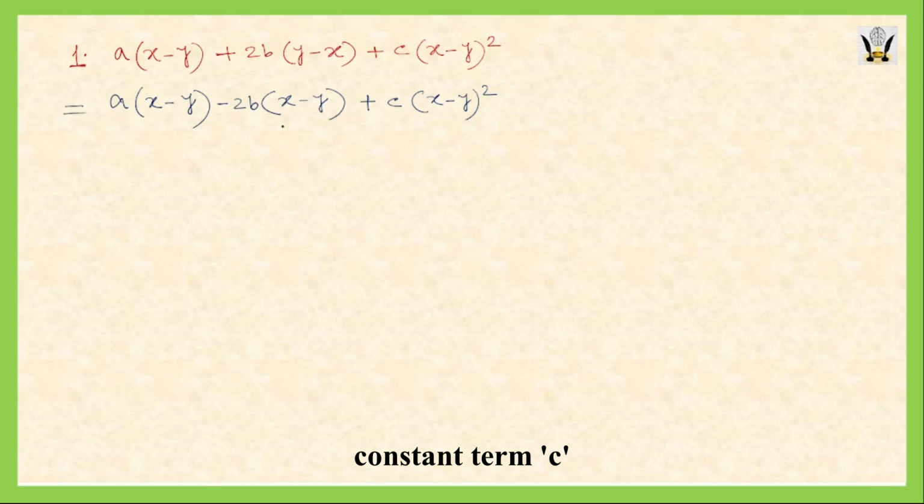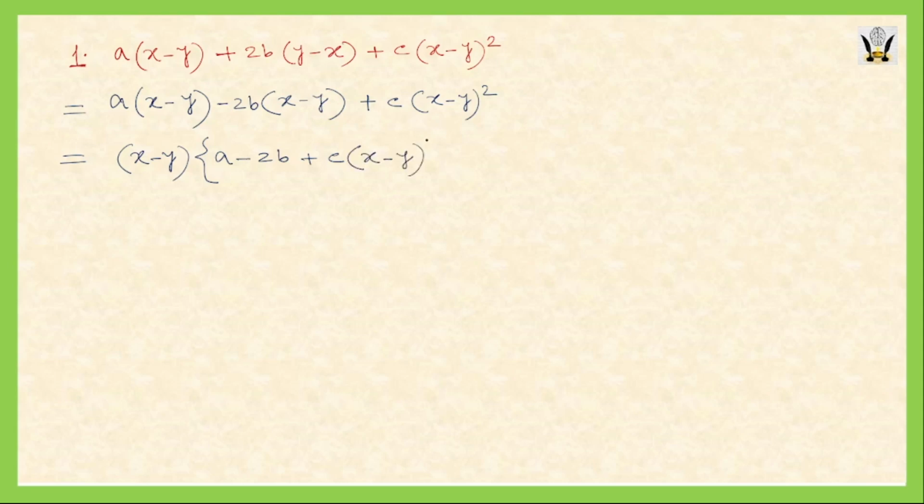Now as we can see, in these three terms we have x minus y, this binomial, common. If we take that binomial common, then from the other terms what remains is a. From this term we will have minus 2b, and from here we will have c. Here we have x minus y square, so one x minus y we have taken common, and another x minus y factor will remain in this term. So c multiplied by x minus y will be another factor.